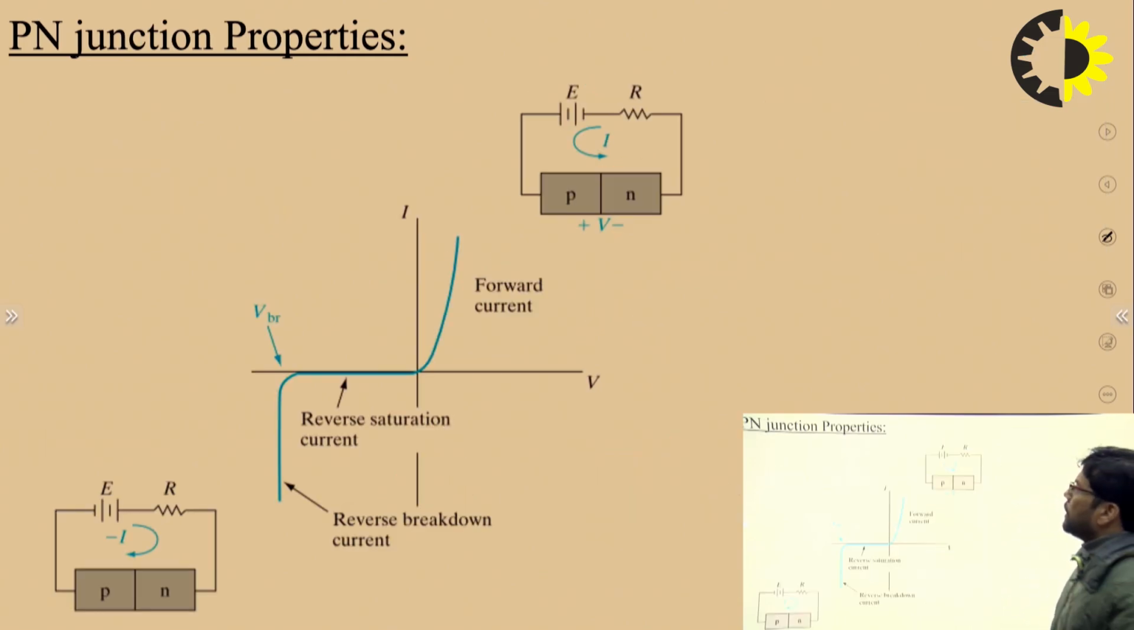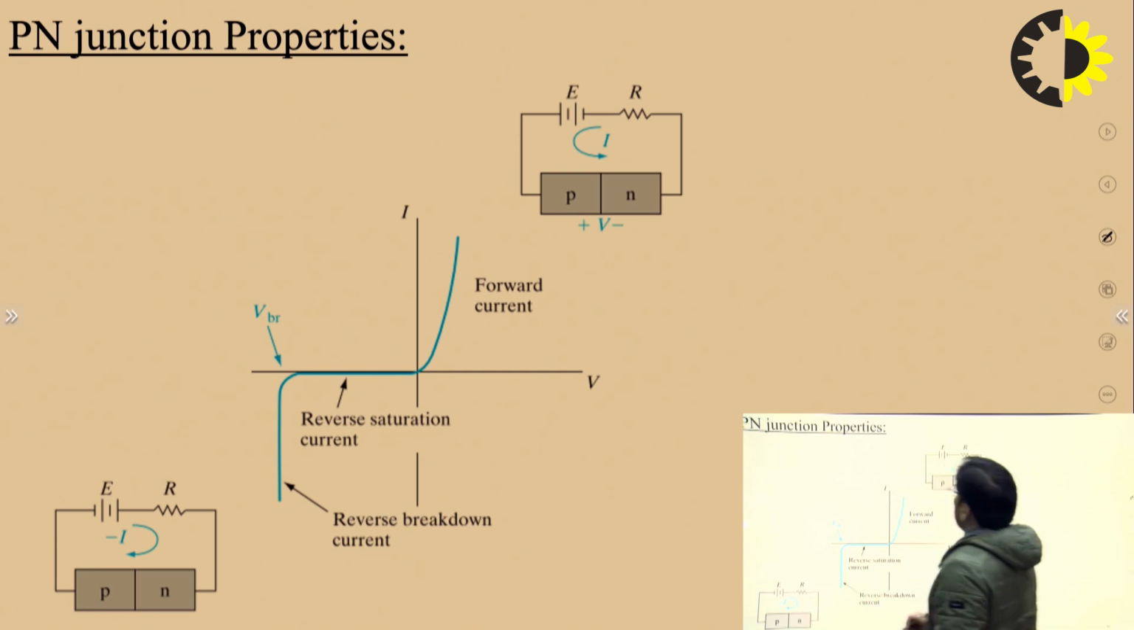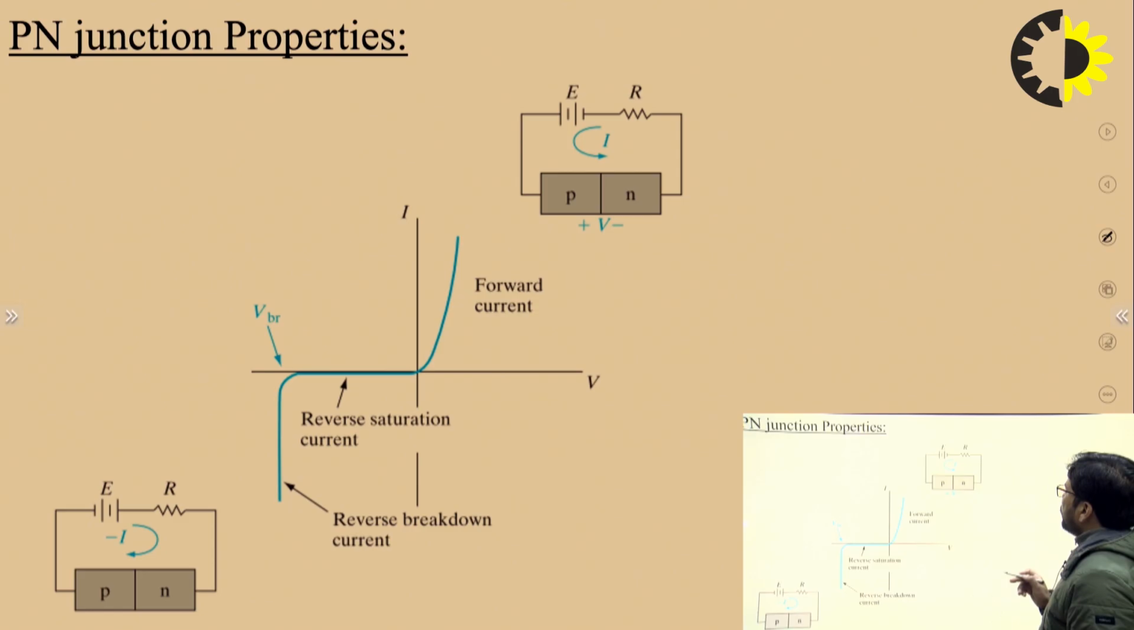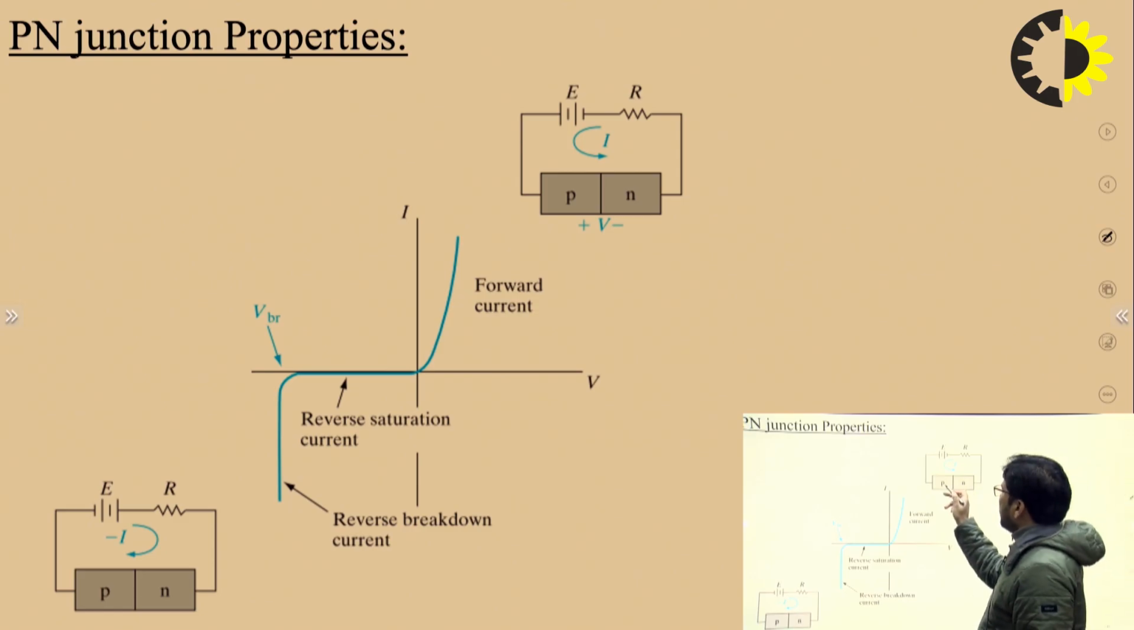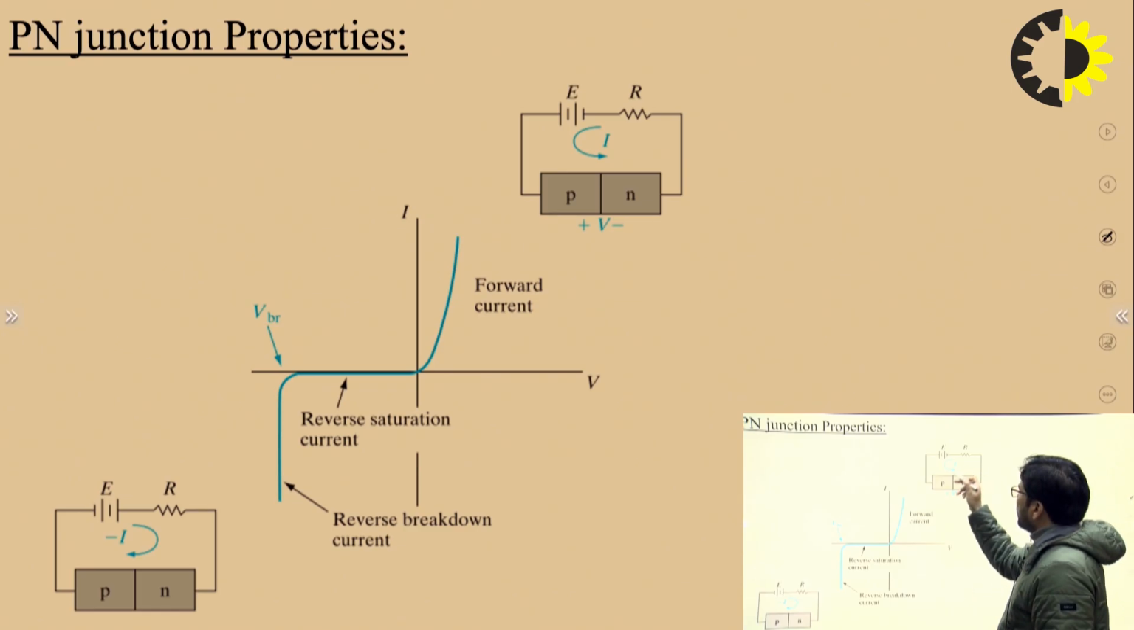So PN junction properties we have. You can see here, this is a PN junction diode. In the forward bias, what is the forward bias? When you connect P with the positive terminal of the battery and N with the negative terminal of the battery, this kind of connection of the battery is known as forward bias.